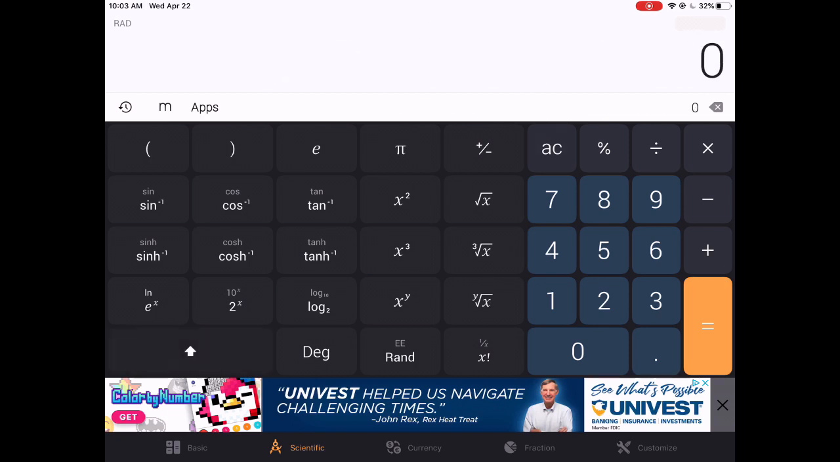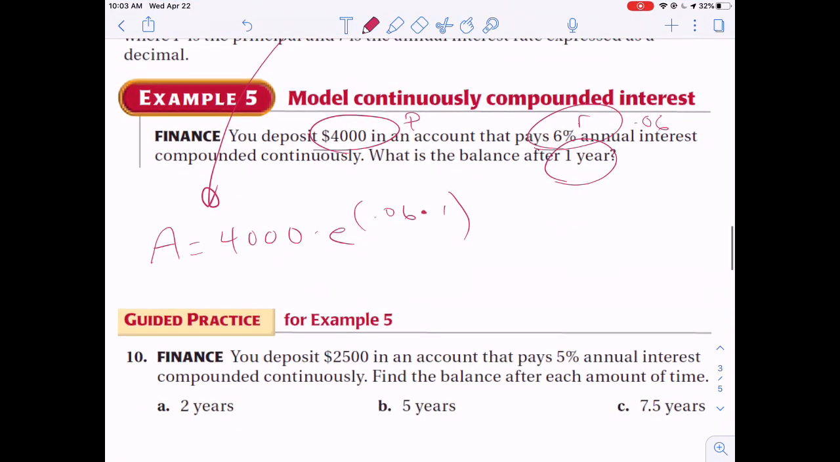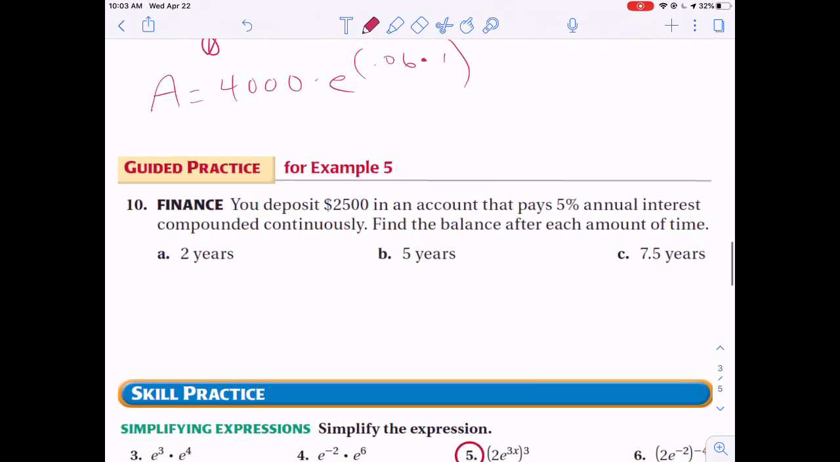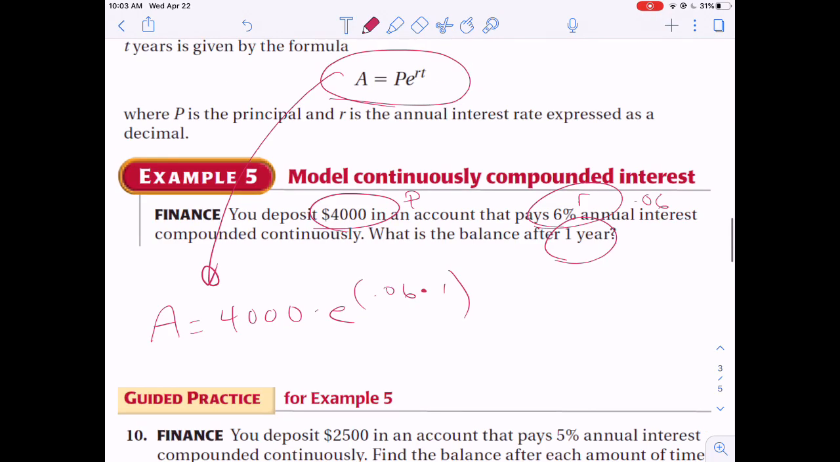All right, let's try some more examples for you. Let's go down below here. They got a few for you. There we go. All right, so now it says you deposit $2,500 in an account that pays 5% annual interest, compounded continuously. Find the balance after each amount of time. So I'll do a couple of these for you. I won't do the last one. I'll do 2 of these. That should be enough. So again, the formula is above. It's right up there.